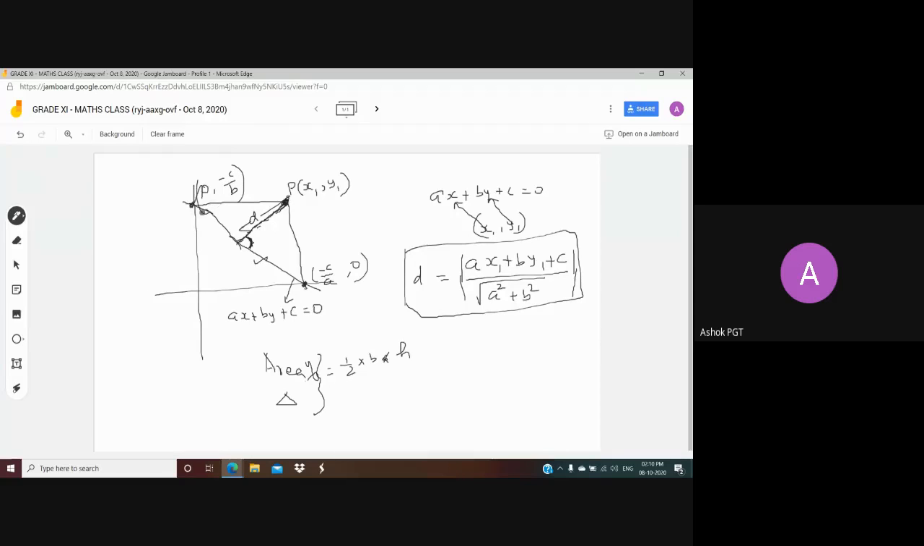Now we know the vertices of the triangle, and in 10th standard you learned half into x1 into y2 minus y3 plus x2 into y3 minus y1 plus x3 into y1 minus y2. If we use this formula, that will give us the area of the triangle, and the base value can be calculated. Base is this length, right or wrong, students?